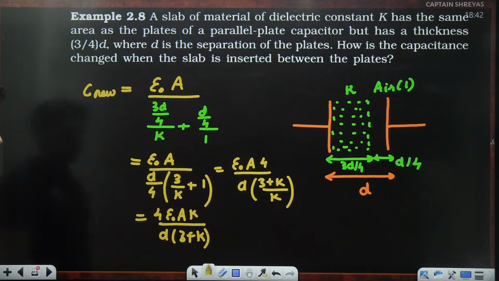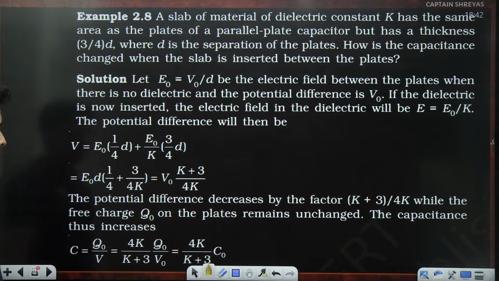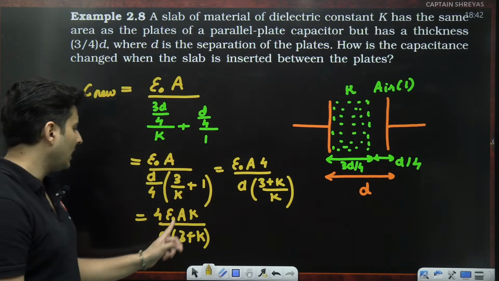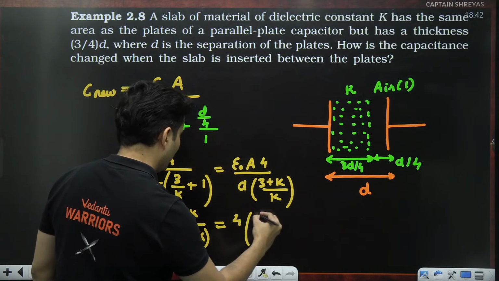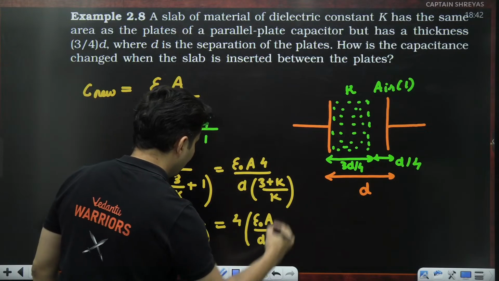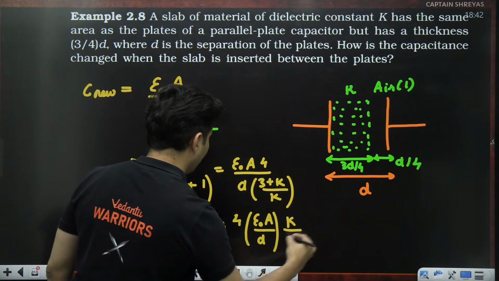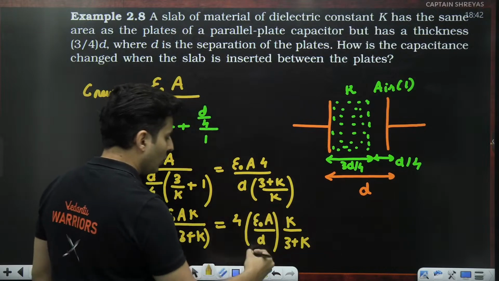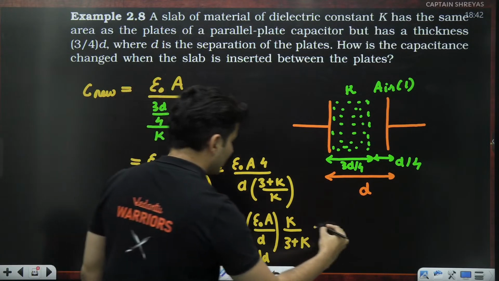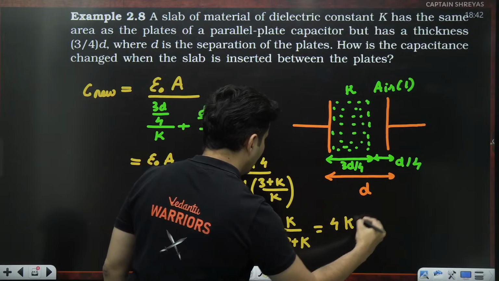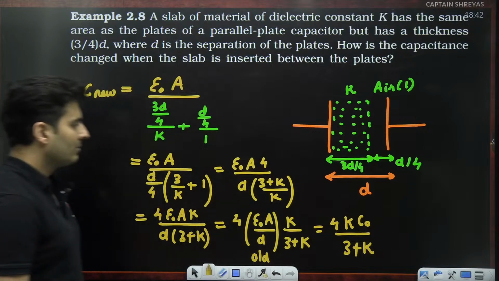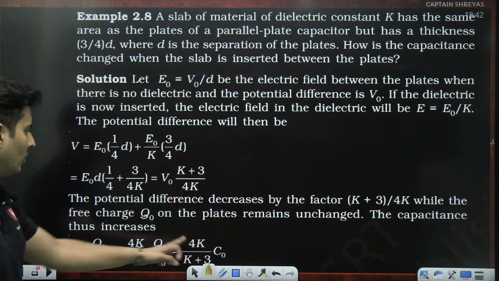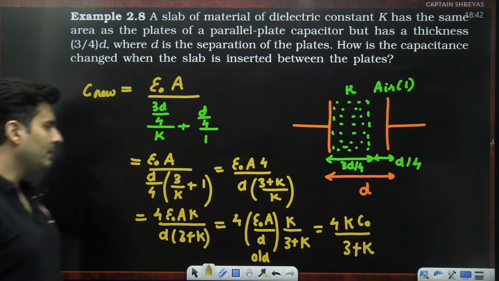That's exactly what they would have also got: 4K by K plus 3 and all of that. You can see epsilon naught A by d is the old capacitance. So you can put epsilon naught A divided by d separately, and K divided by 3 plus K. That's why it will be 4 times K times C naught divided by 3 plus K. That is exactly what they have got.